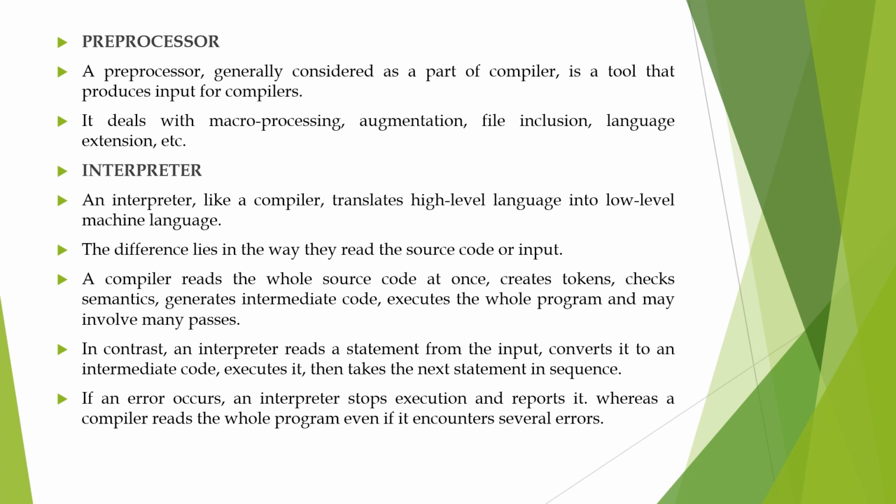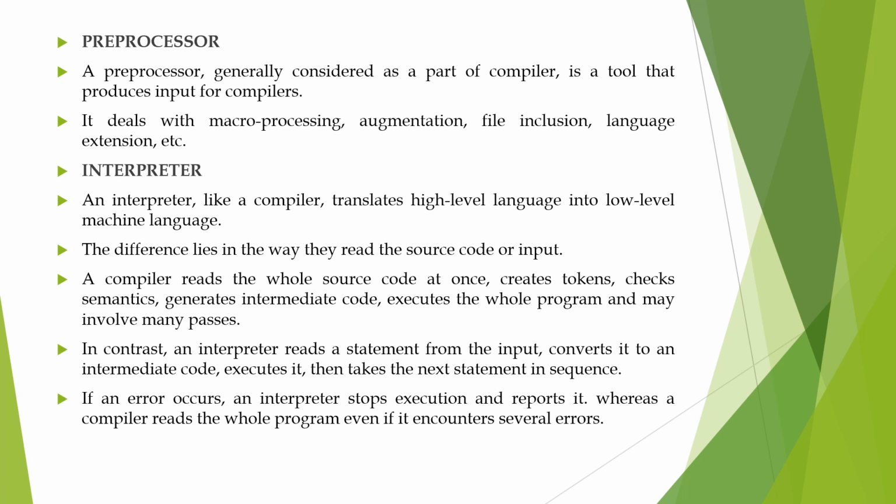But an interpreter takes each and every statement as input, converts it into intermediate code, and executes it. Only then does it take the next statement. So each and every statement is executed line by line. That is the main difference between the compiler and the interpreter.